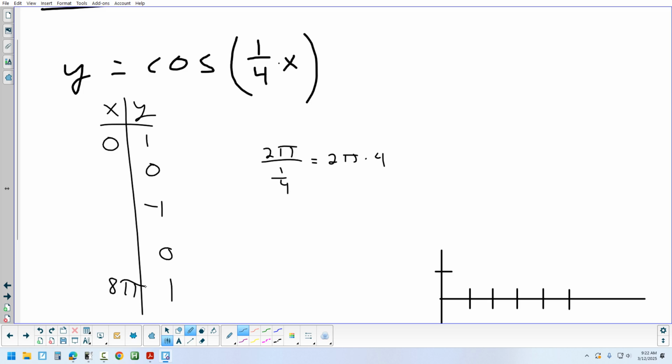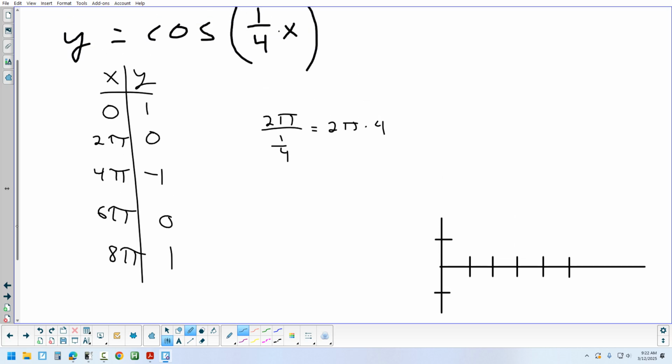Okay. So then where's the middle going to be? 4 pi. 4 pi. And the middle again? 2 pi. 2 pi. And the middle again? 6 pi. 6 pi. So when there's no fractions, this method works out pretty nice. Questions on the table?